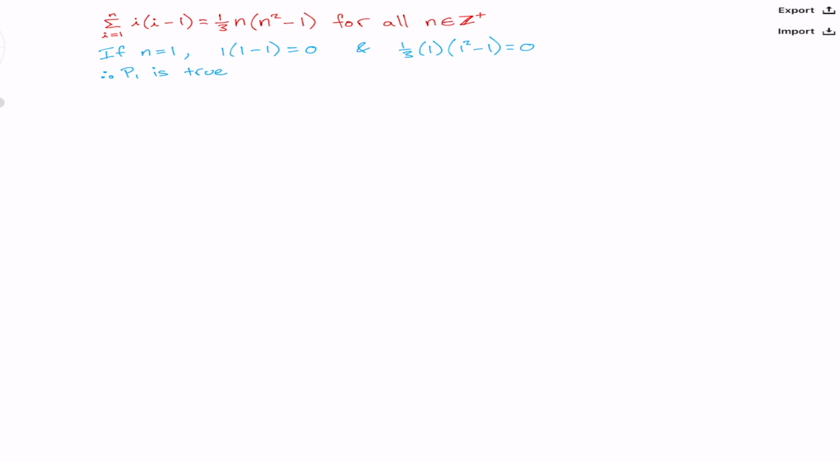So now we've proven that the first case scenario is true, we now need to assume that P of k is true. So essentially when we assume that P of k is true, we're looking at the sum from i equals 1 to k of i times i minus 1 being equal to 1/3 k of k squared minus 1.